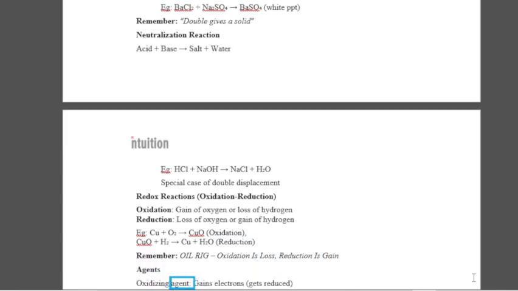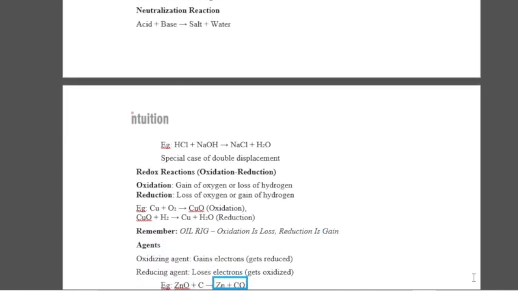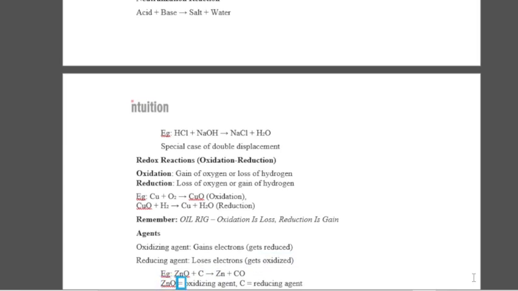Agents. The oxidizing agent gains electrons and gets reduced. The reducing agent loses electrons and gets oxidized. Example: ZnO + C → Zn + CO. ZnO is the oxidizing agent, C is the reducing agent.